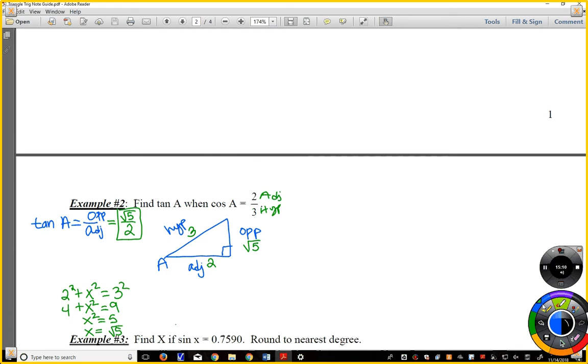So example 3 down here says to find x. This is the first time they haven't asked us to set up the ratio. Before it was like, what's tangent of A? Well, tangent of A is this little ratio or fraction that I set up. But now they're saying actually find x if you know that the sine of x is equal to 0.7590. Okay? So we basically want to use inverse things.